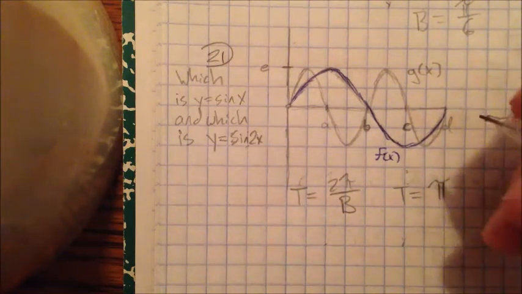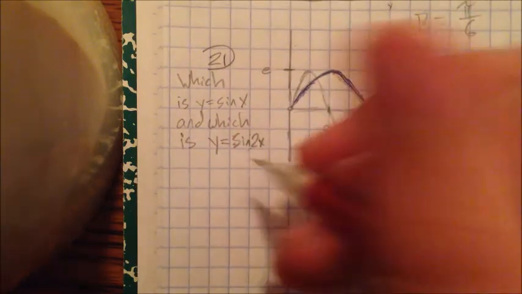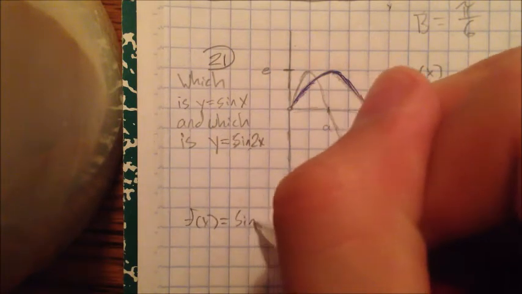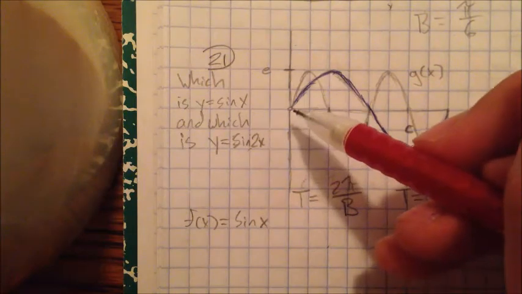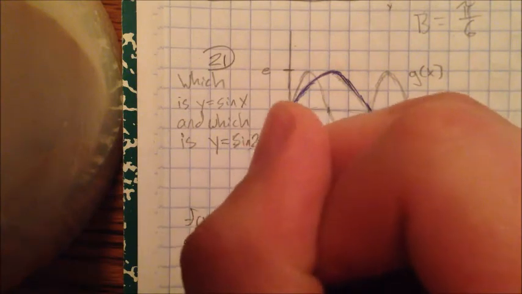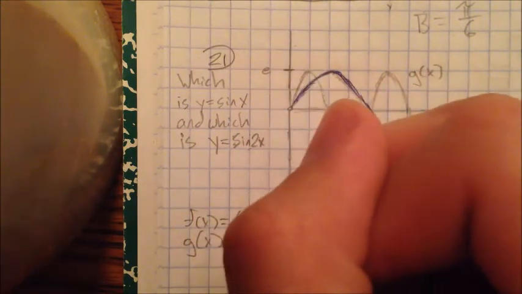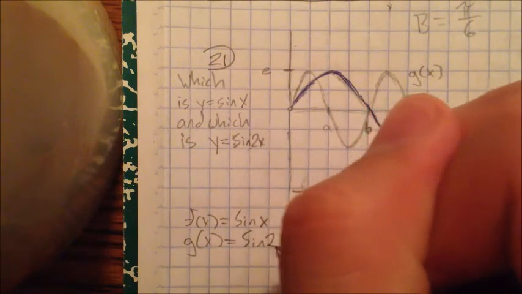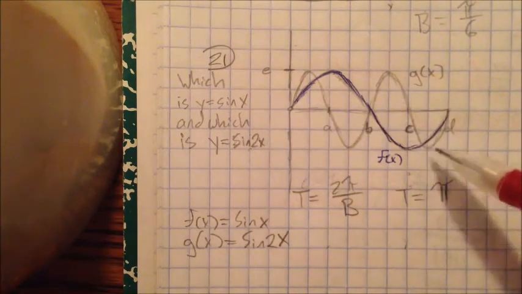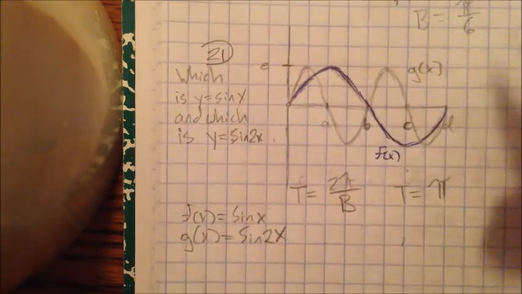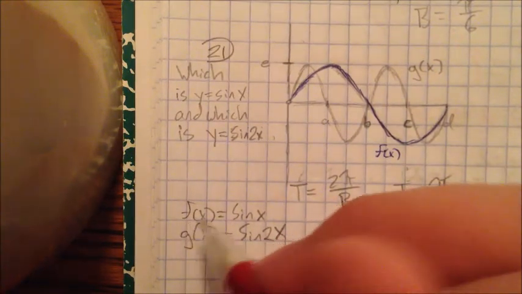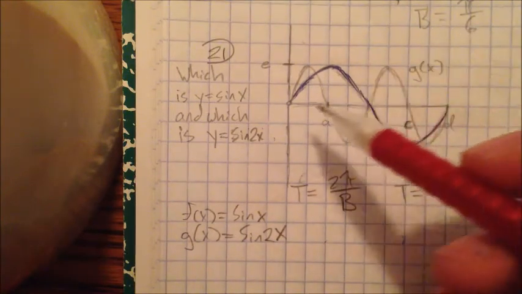So the one that makes one cycle is f of x. So f of x equals sine of x, because it only makes one cycle. Its period is 2 pi. And g of x is equal to sine of 2x, because it makes two cycles in that same amount of time, over that same distance, whatever these units are. So now let's use f of x to find these values.